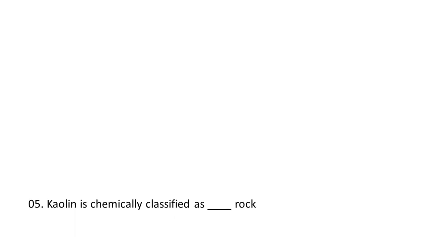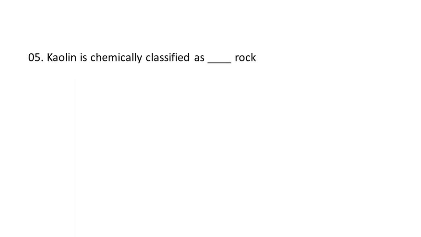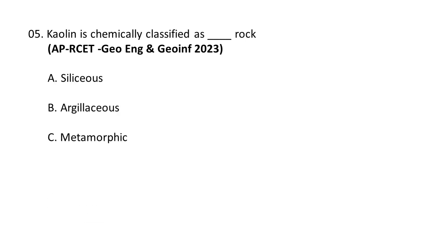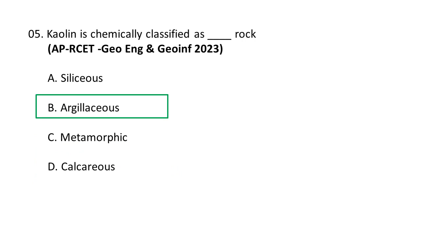Next question. Kaolin is chemically classified as what type of rock? A. Siliceous, B. Argillaceous, C. Metamorphic, D. Calcareous. So kaolin is chemically classified as an argillaceous rock. Argillaceous rocks are the sedimentary rocks that are made up of clay particles and contain clay or aluminium as the main constituents, and they are formed in lakes or seas, but flood deposits are more common. So B. Argillaceous is the correct option.